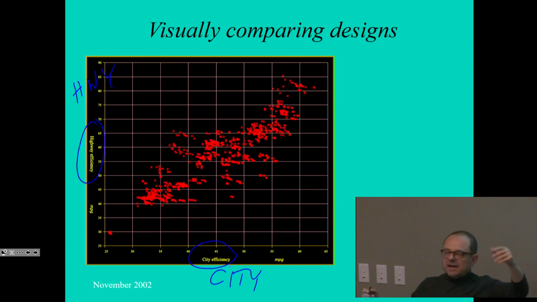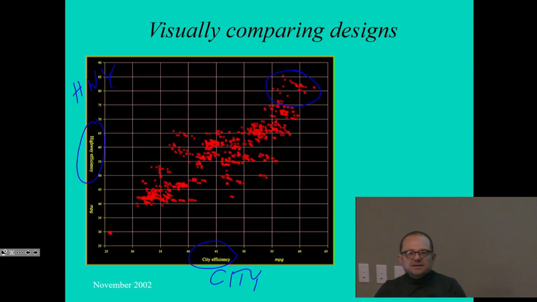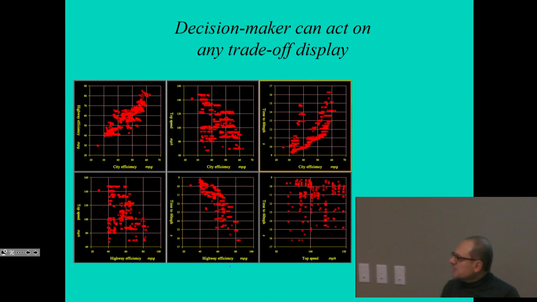You say, I know my answer. I'll take these. That's the best highway and city fuel economy. I can get 85 miles per gallon on the highway and 60 miles per gallon in the city. By the way, that was 1997. Those are pretty good numbers today, right? Okay, all right. But we only compared 2 criteria. Wait a minute, we're not done.